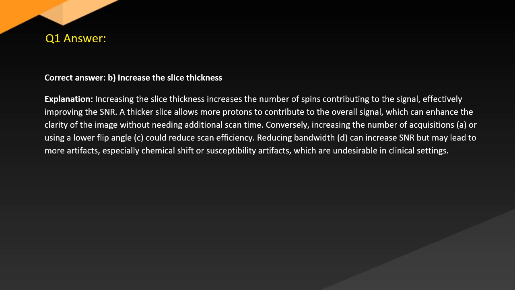Conversely, increasing the number of acquisitions (A) or using a low flip angle (C) could reduce scan efficiency. Reducing bandwidth (D) can increase SNR but may lead to more artifacts, especially chemical shift or susceptibility artifacts, which are undesirable in clinical settings.